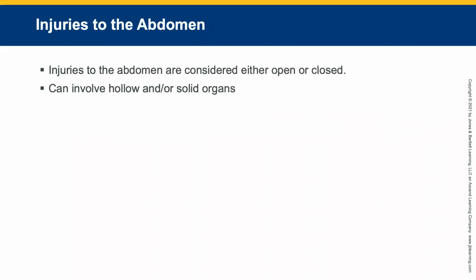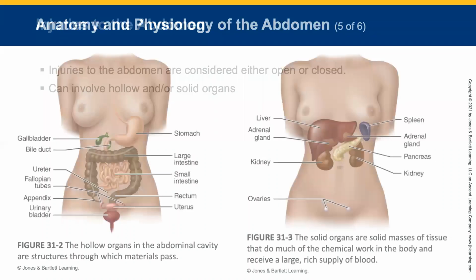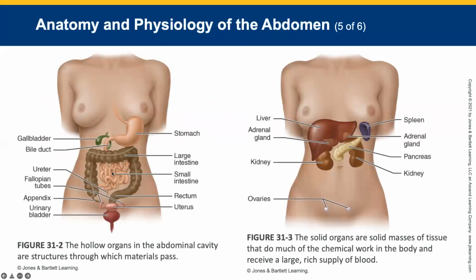All right, abdominal injuries are considered either open or closed and can involve hollow and solid organs. We showed you in the previous pictures where they're all located. Let's go back over this. If you take the belly button here, we divide this into your quadrants. Now you can see which organs are where: upper right, upper left, lower right, lower left. So now you can understand which organs are potentially going to be affected on either side.